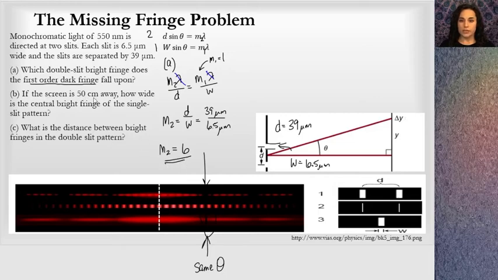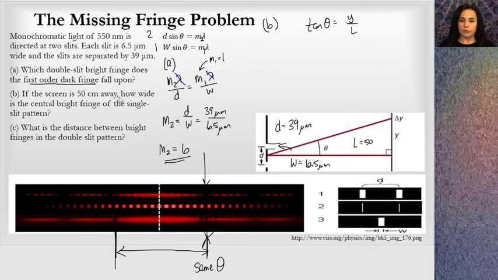Part B says if the screen is 50 centimeters away, how wide is the central bright fringe of the single slit diffraction pattern? So they want to know this width here. That's why I included this picture with the L and the Y. We know the distance between the slits and the screen, the L value, is 50 centimeters. When I look at this right triangle here, 50 centimeters along here, here's Y, I can set up the relationship that tan theta equals Y over L. So that's what I'm going to do.